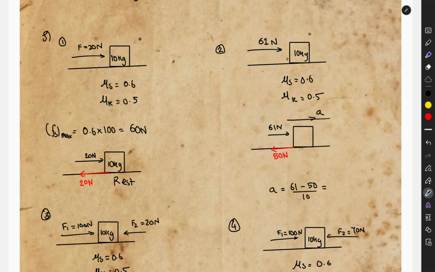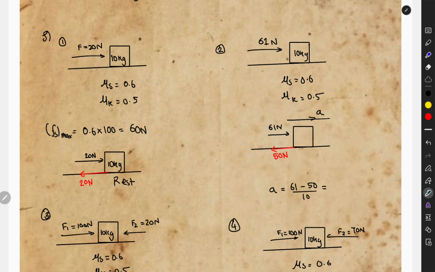Okay, in the second case it is above 60 Newton. So in this case we use kinetic friction, which is multiplied by normal force, and 50 Newton will be applied in this direction. Okay, the net force will be what? So here 50, right? So 11 Newton will be the net force.